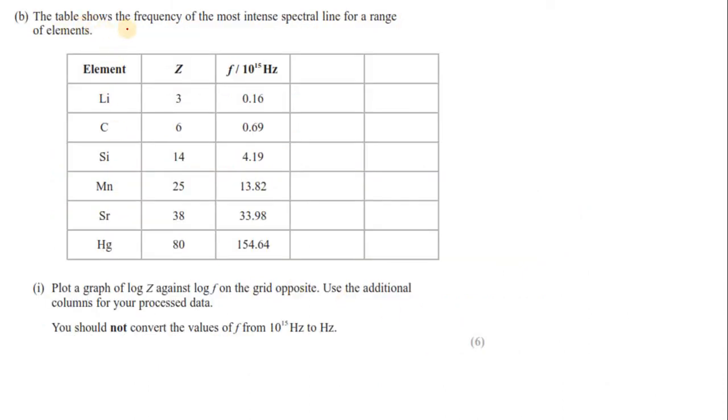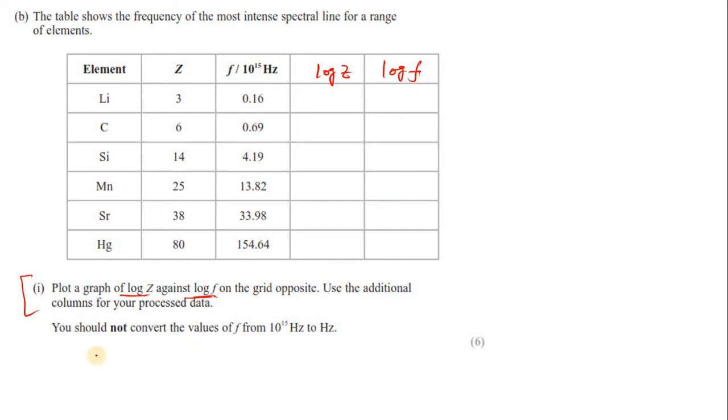The table shows the frequency of the most intense spectral lines for a range of elements. So the table is given, with some empty columns. Indeed, we need to fill the columns to plot the graph. So part 1 is to plot the graph of log of Z against log of f. You can use additional columns. Here we need to calculate the log of Z and then log of f.